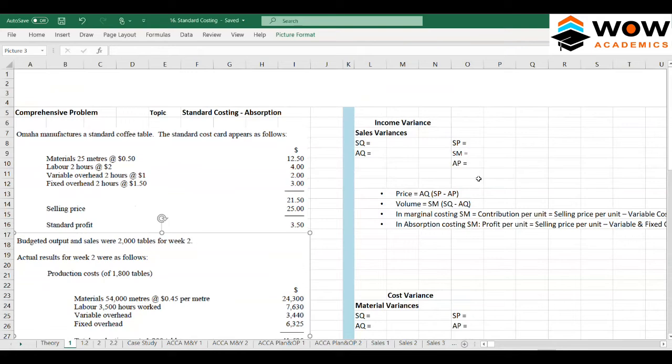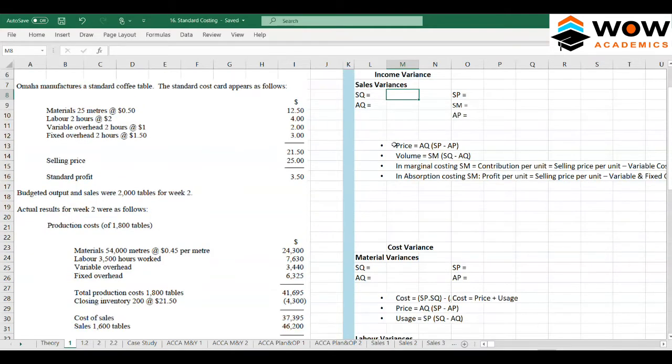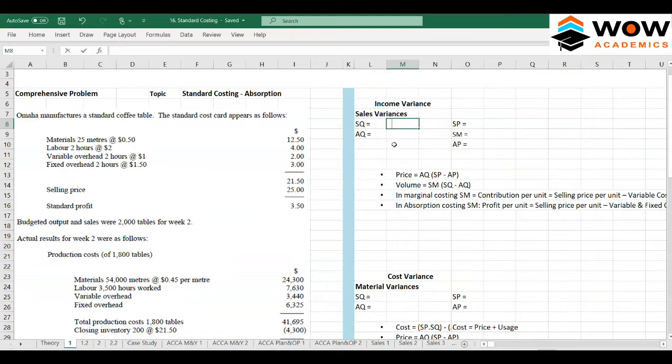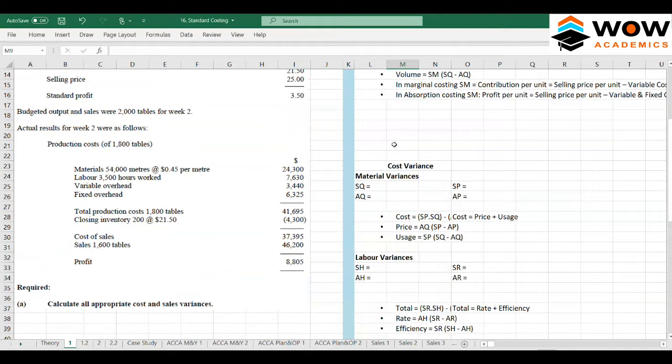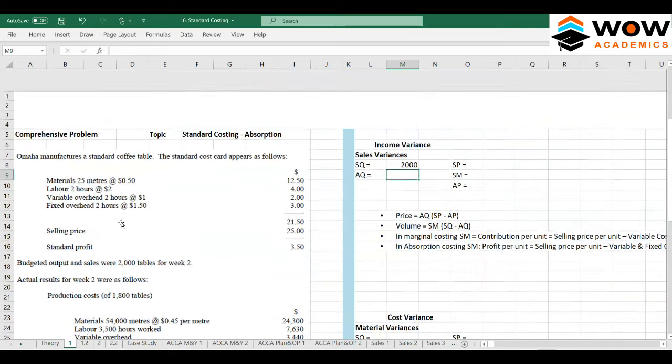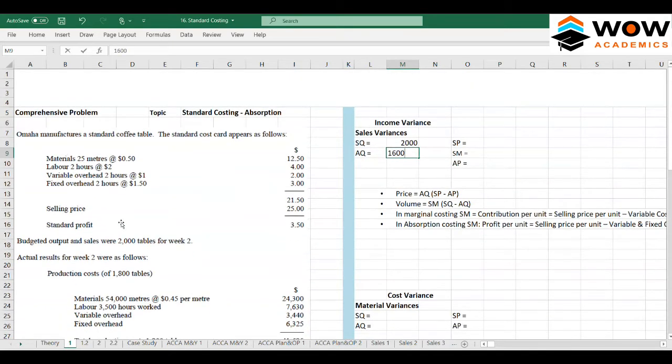So this is what we need in sales variance. First we'll find out the standard quantity, how many units they wanted to sell. They wanted to sell 2000 units, but they actually sold 1600 units. The next one is standard price. At what price did they think of selling it? Per unit they wanted to sell at 25.